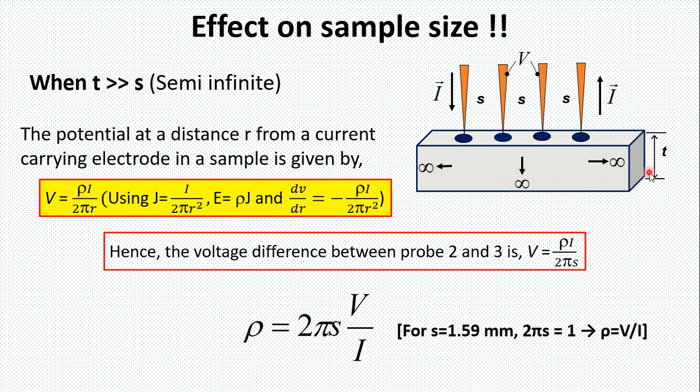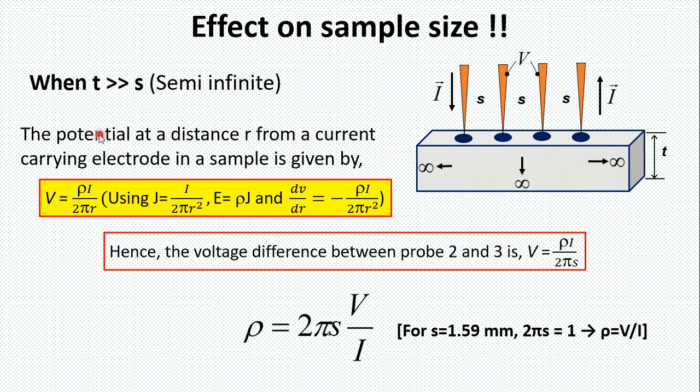Semi-infinite means it extends to infinity in all directions below the plane where the probe is located. That means this t is much greater than the spacing distance, and the probe is located far from this boundary. That's why, being infinitely far away from the probe, we can call it a semi-infinite sample.